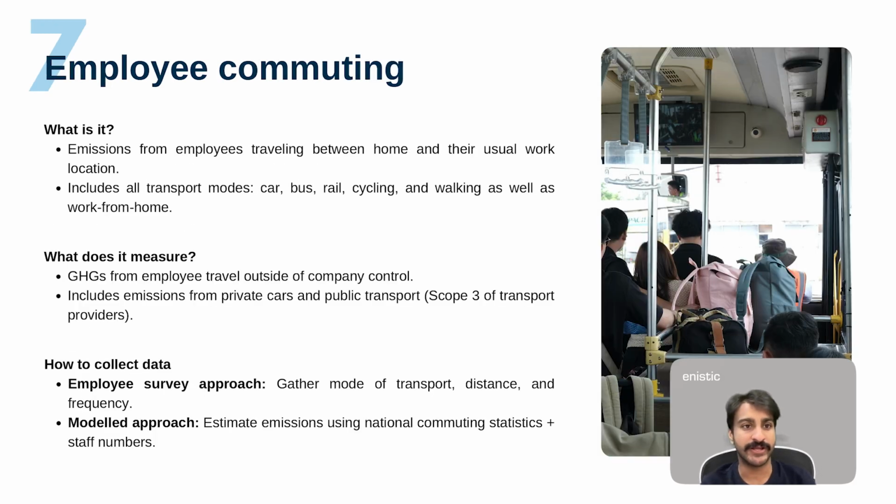Next, we have employee commuting. These are emissions from employees traveling between home and their usual place of work. This includes all transport modes as well as working from home. So it measures the greenhouse gases of employee travel outside of the company, emissions from private cars and public transport mainly. The best way to collect this data is to use an employee survey.